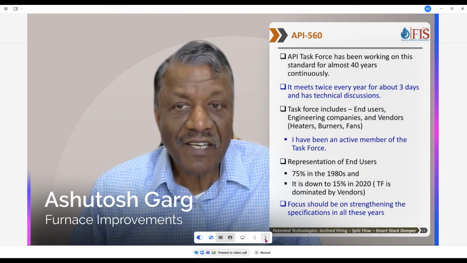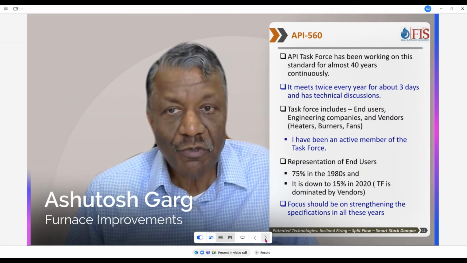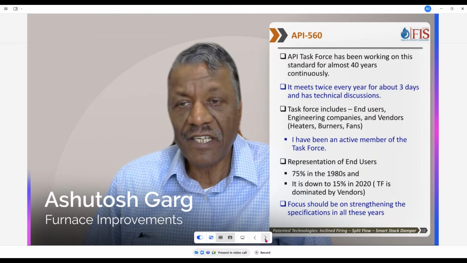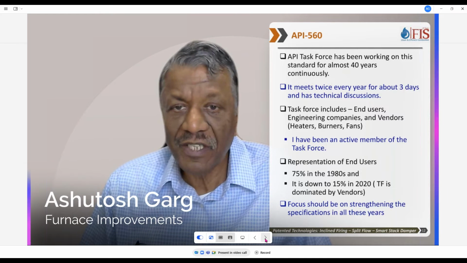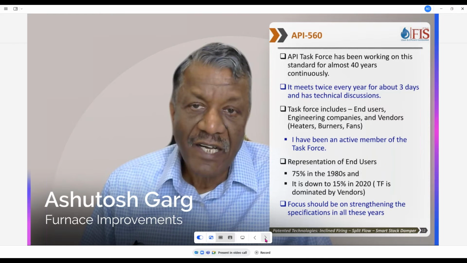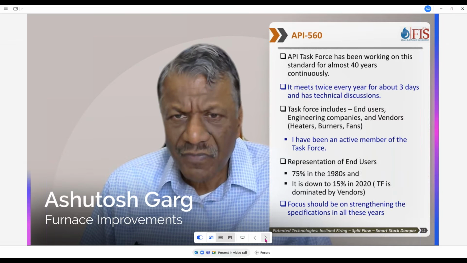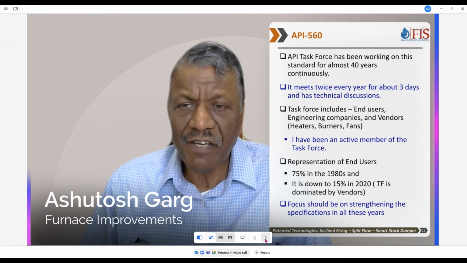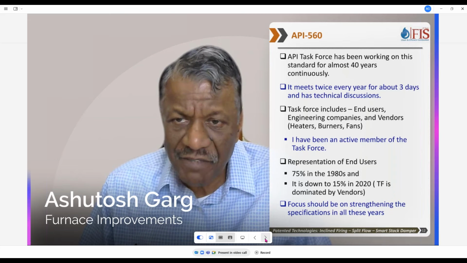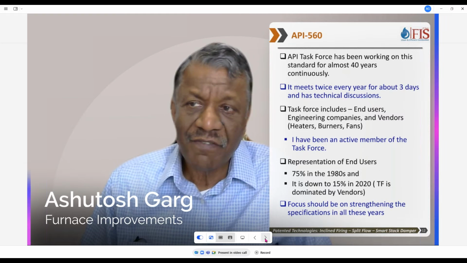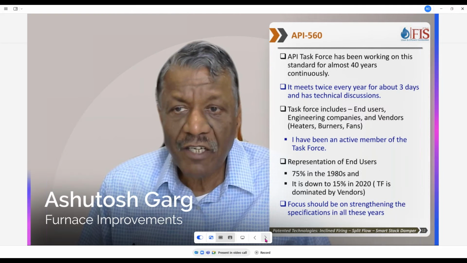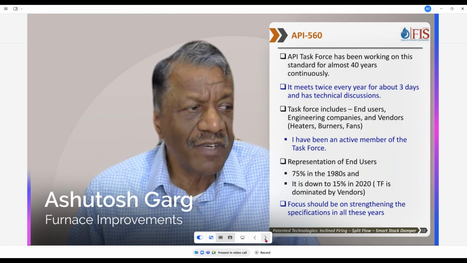Before API 560, the API committee developed API 530, which is a standard for calculating heater tube thicknesses. And in the last 40 years, we have more APIs. We have an API for burners, API 535, and API 536 for SCRs. And all these standards represent very good knowledge.